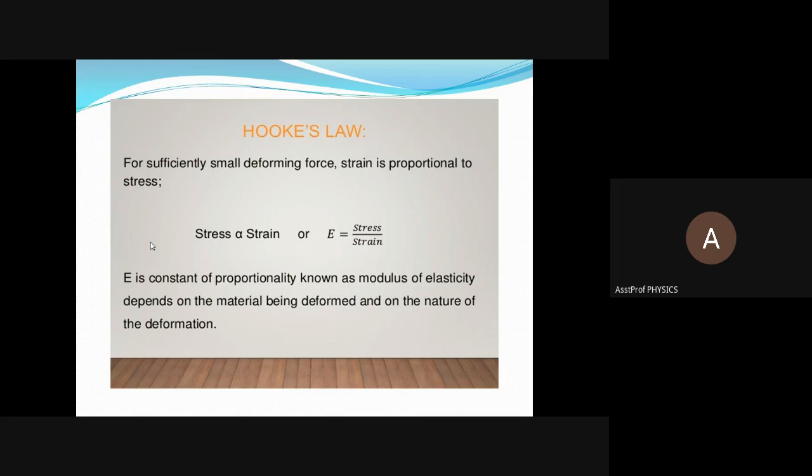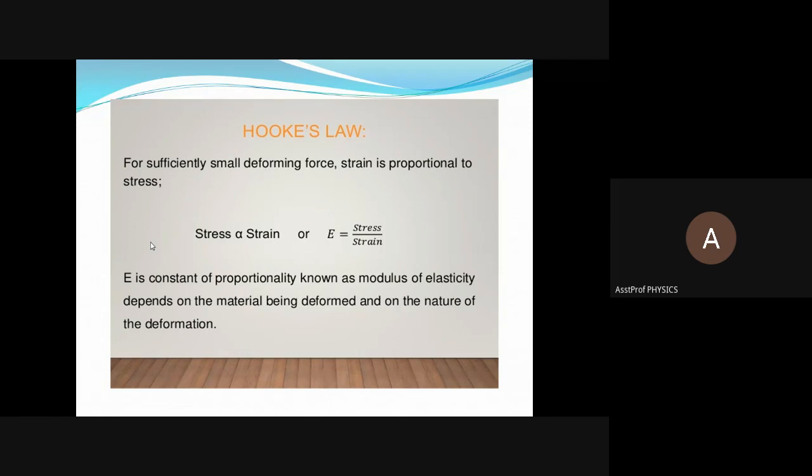And Hooke's law, this law defines the elastic limit. According to this law, the stress you applied and the strain, as I already told you, both will be equal. If one becomes greater than the other, that body does not face elasticity, it becomes plasticity. Hooke's law tells about the elastic limit. Within the elastic limit, stress is proportional to strain. So stress is equal to strain into some constant, and that constant of proportionality is E. E is the modulus of elasticity, which depends upon the material being deformed or the nature of deformation.